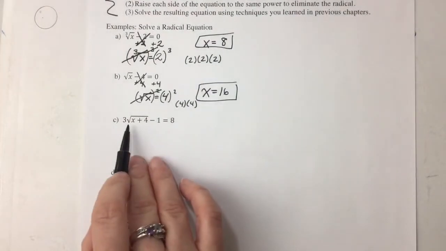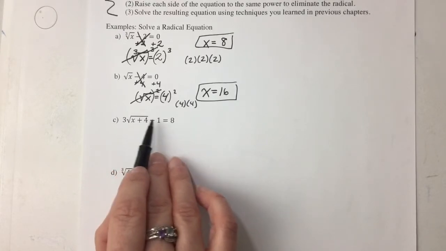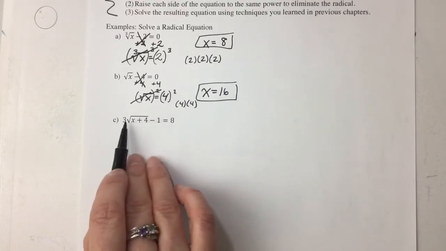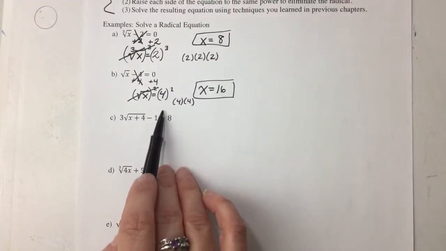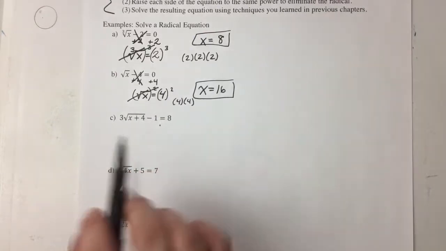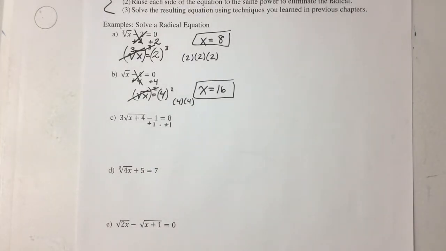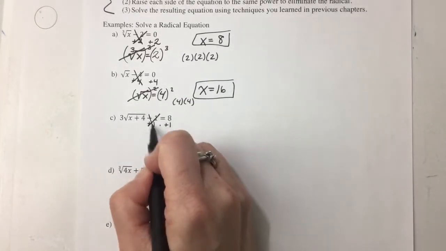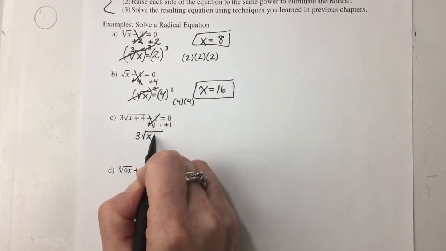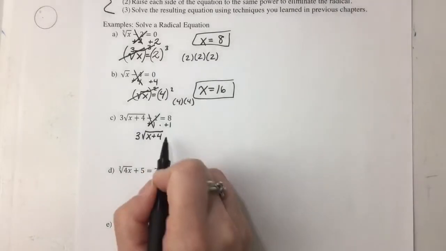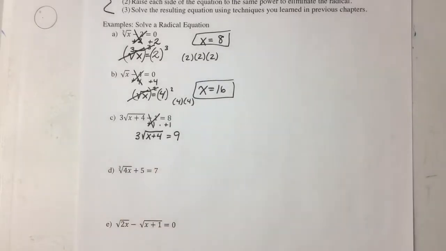Moving on. I need to isolate the radical, meaning just the radical and what's underneath. I have 2 things that I need to move over. Remember, you always want to move whatever's on the same side as your variable, or in this case, we're looking at a radical, but not connected. Meaning, I need to move my negative 1 to the other side. To undo a minus 1, you add 1. What you do to one side, you do to the other. On this side, I would have 3 times the square root of x plus 4. This side had an 8. When I added the 1 over, now it's 9.